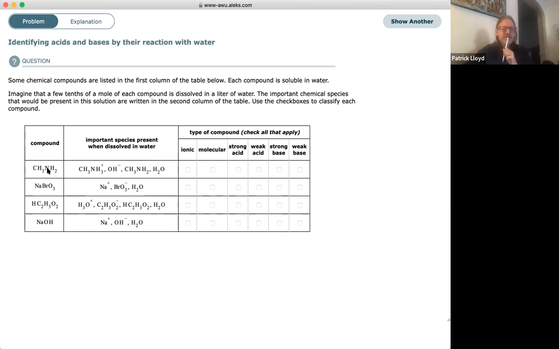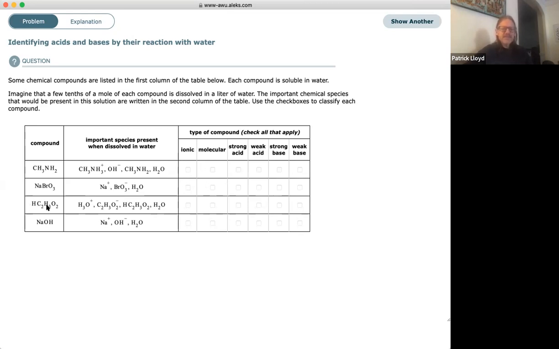So here we go, CH3NH2, that's a base, right? That's a nitrogen base. I said if the compound has nitrogen and hydrogen or carbon, then it's a base. So that's a molecular base. But again, the nitrogen bases are weak. So it's a weak base and a molecular compound. Second one, sodium bromate. Well, that's not an acid or a base. It doesn't have the hydroxide. It has the sodium. That means it's ionic. So that is just an ionic substance.